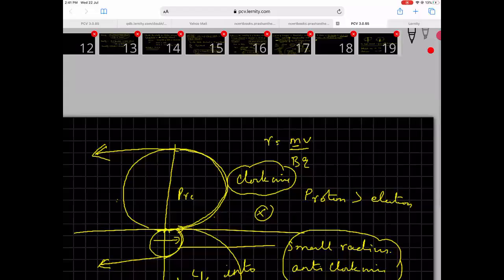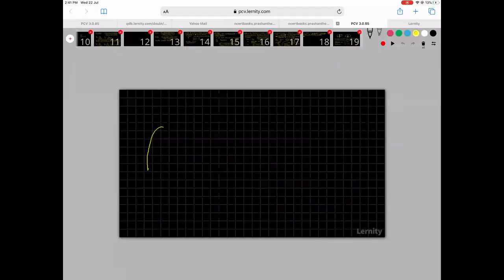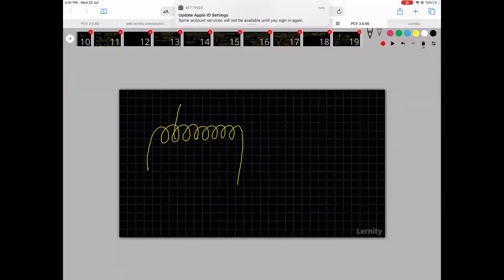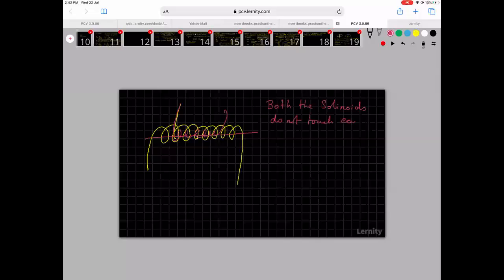Coaxial solenoid. Two solenoids which have the same axis. Okay, so this is one, and inside this I can draw another in a different color. There is another inside this, so the axis of this and the axis of that are the same. But both the solenoids do not touch each other. Okay, so these are coaxial solenoids.